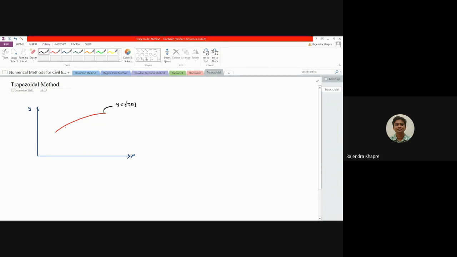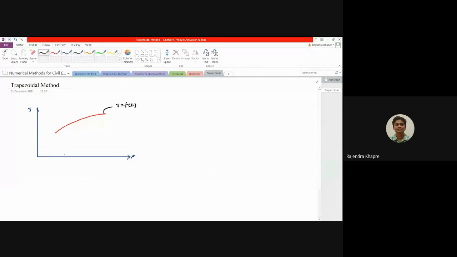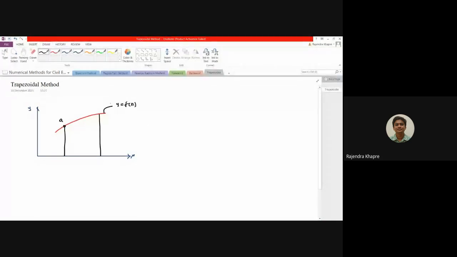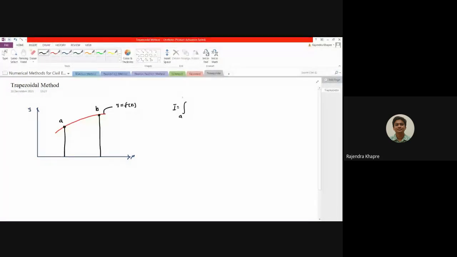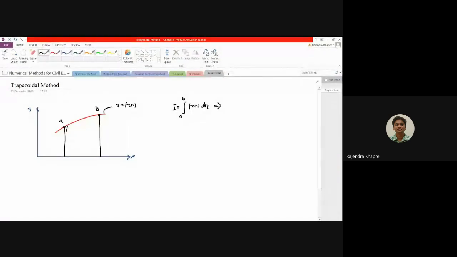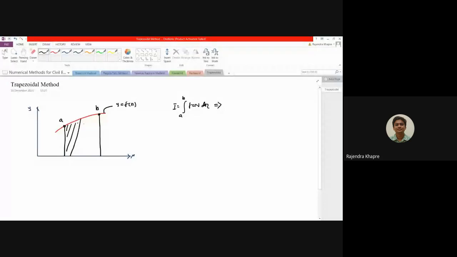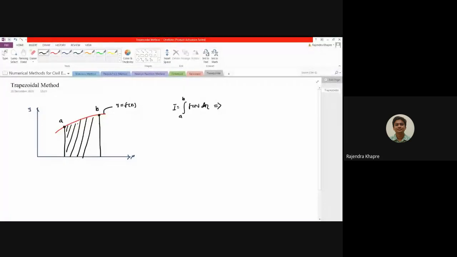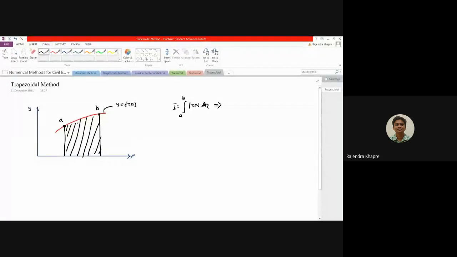Okay, now let us understand what integration means. So let us say I have 2 points. Let us say this is my point a, and this is my point b. So when I say that I is the integration from a to b, these are the limits of f of x dx. What do we mean by this? The meaning of this is the area under this particular curve within the limits. So this area, the shaded portion, is nothing but your integration part.